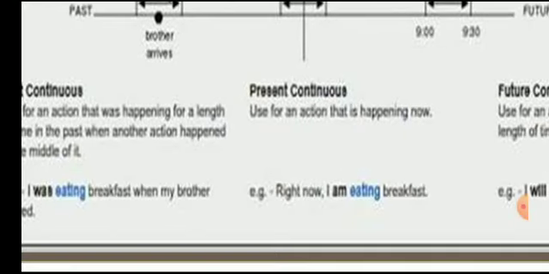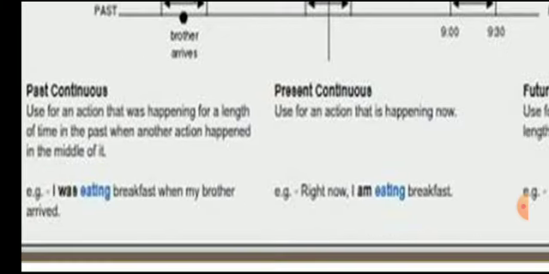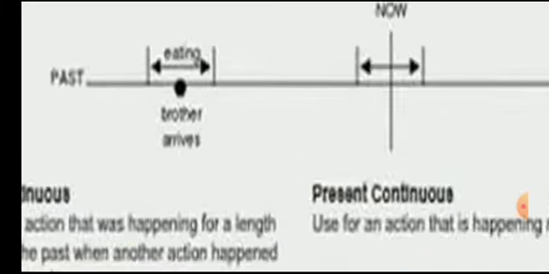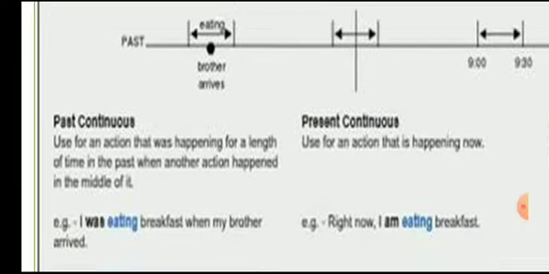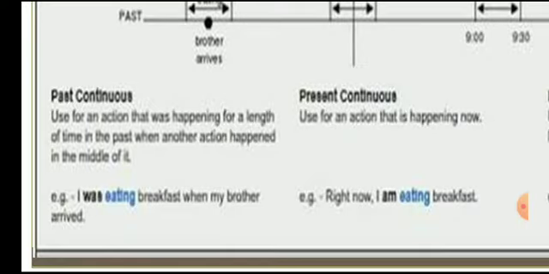And what is the example for it? Right now, I am teaching English. Right now, I am eating breakfast. Likewise, past continuous is used for an action that was happening for a length of time in the past when another action happened in the middle of it. I was eating breakfast when my brother arrived. Here we have used two actions: one is eating breakfast and another is brother arrived.